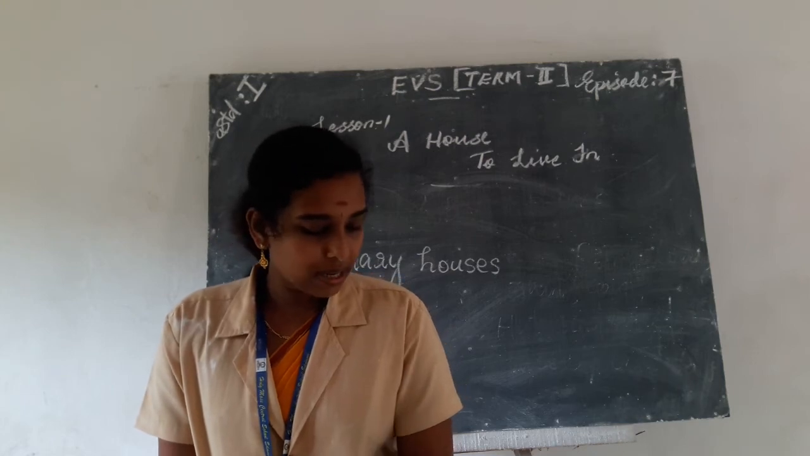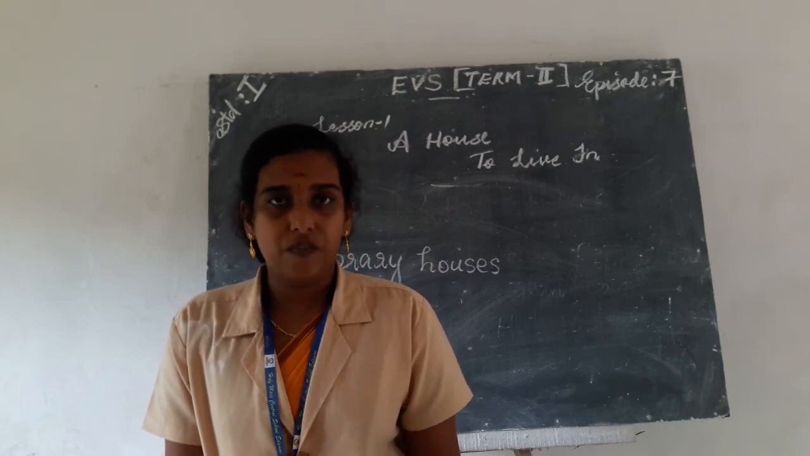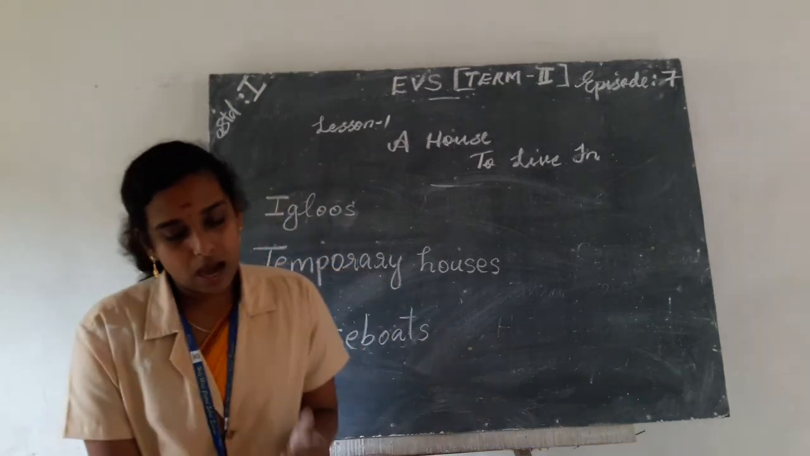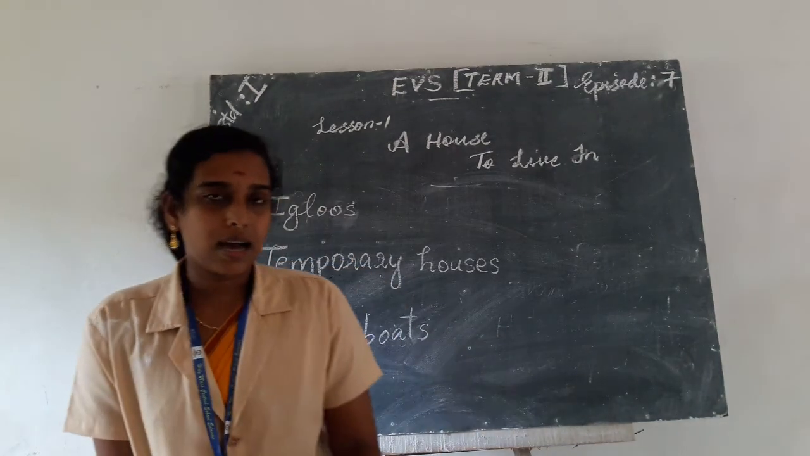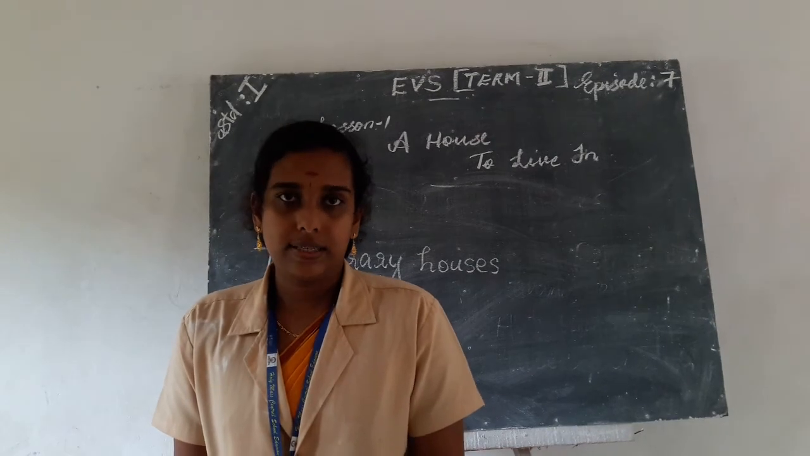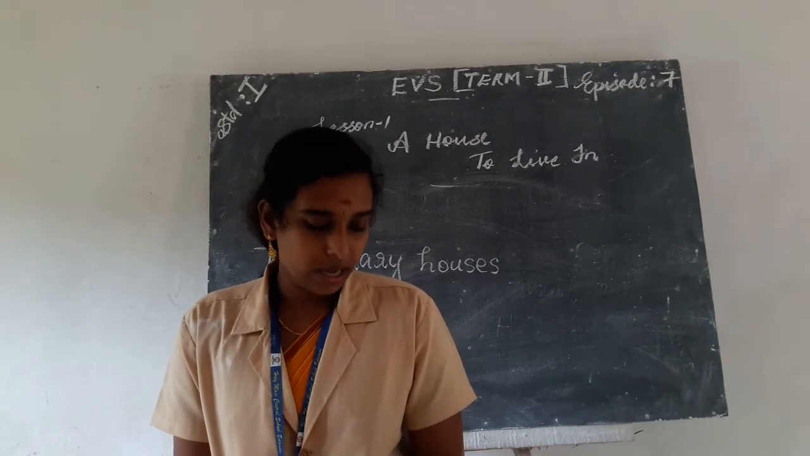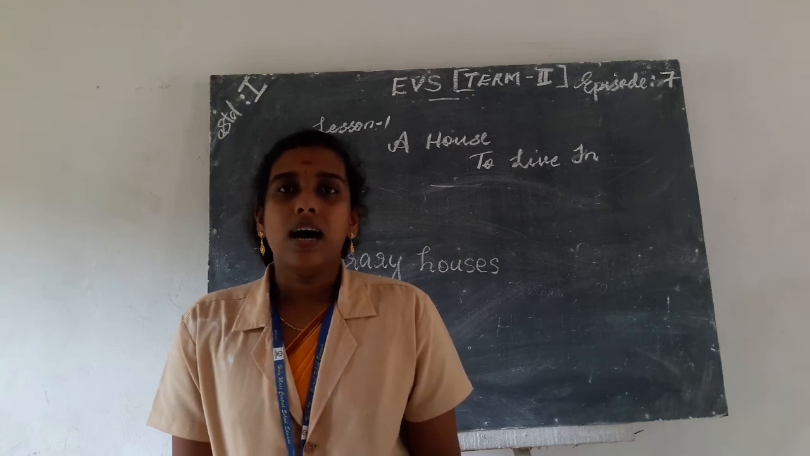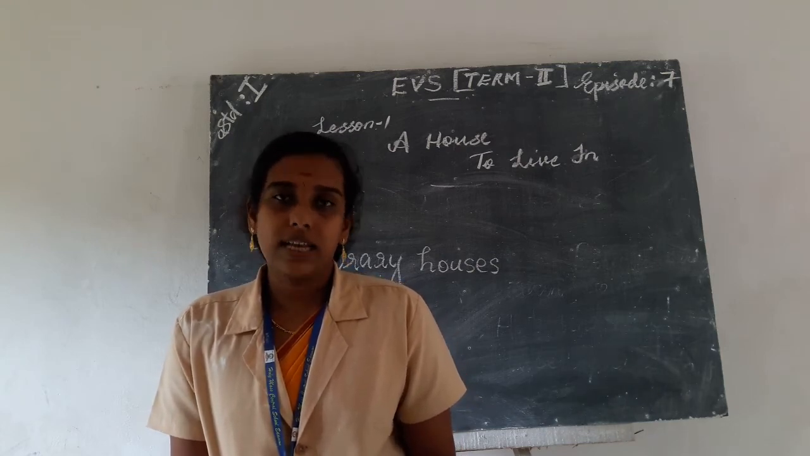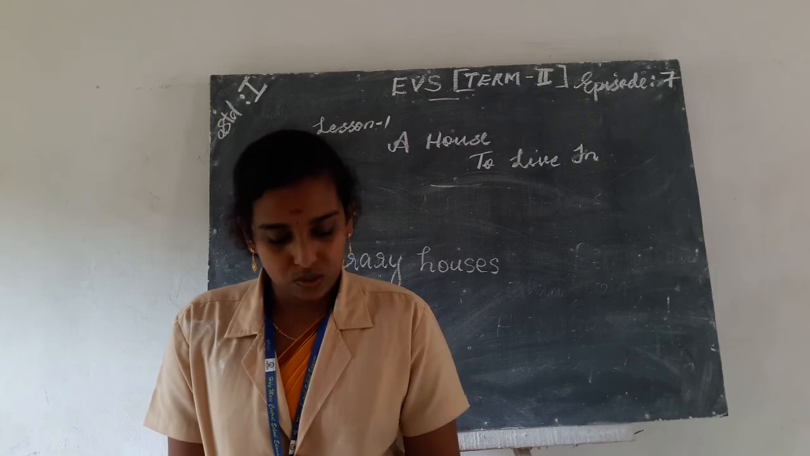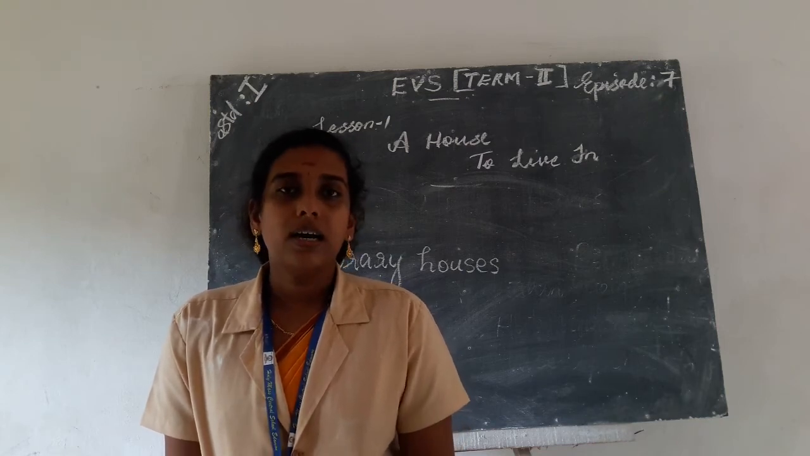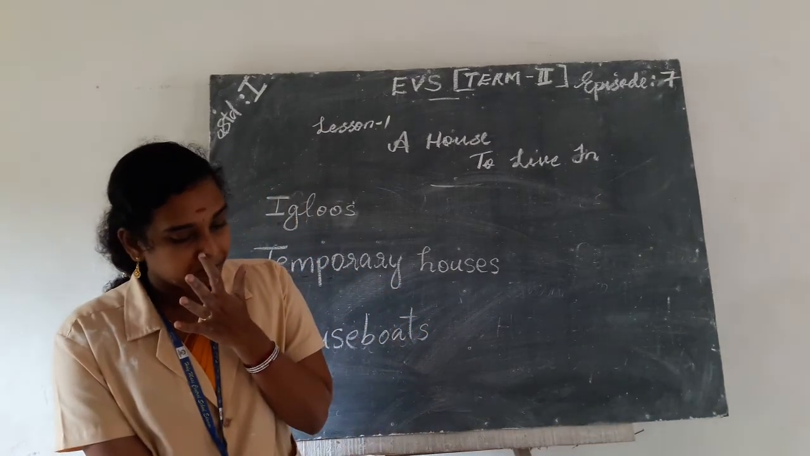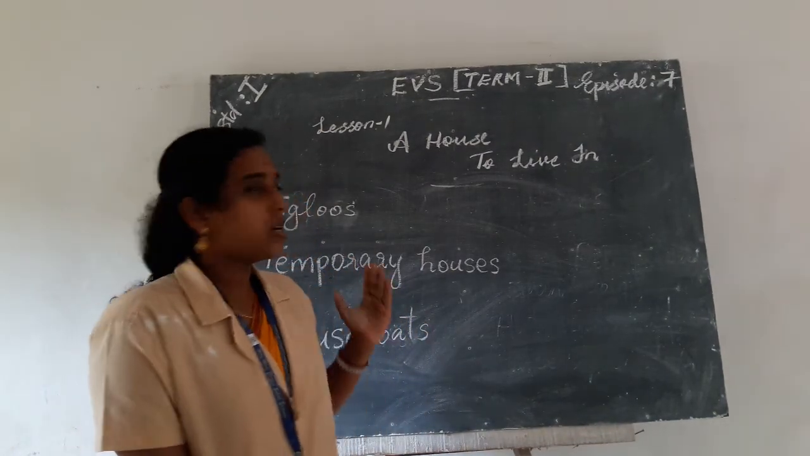And caravans are houses on wheels. They are temporary houses. Examples for temporary houses are caravan and tent. They can move from one place to another, so they are called temporary houses. So what is the importance of a house?